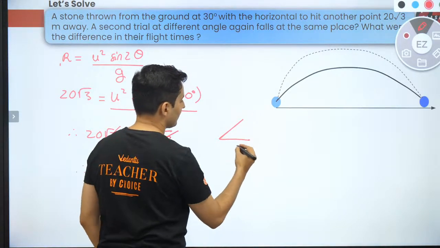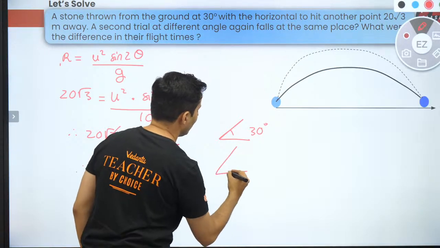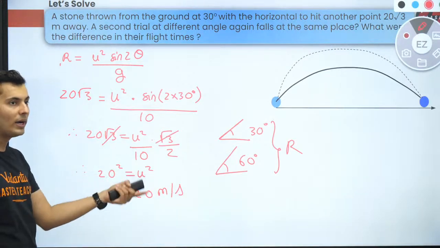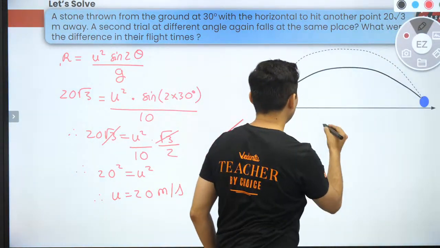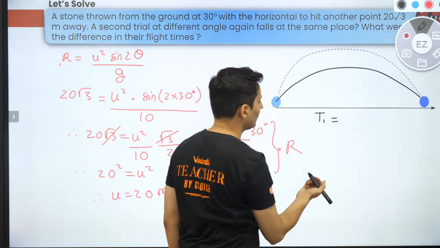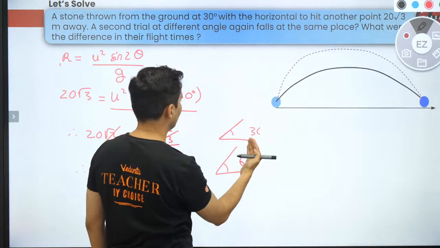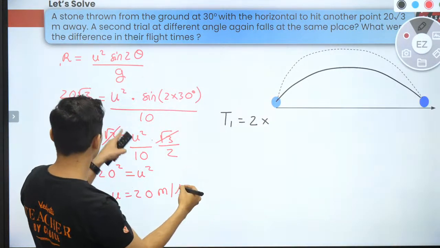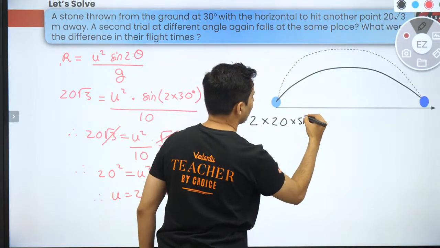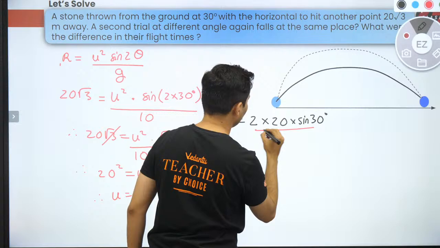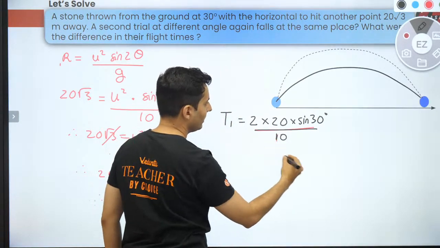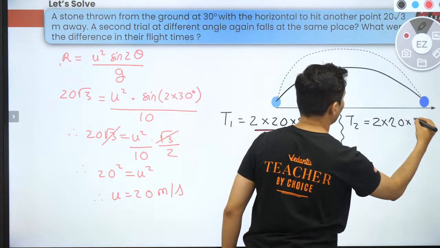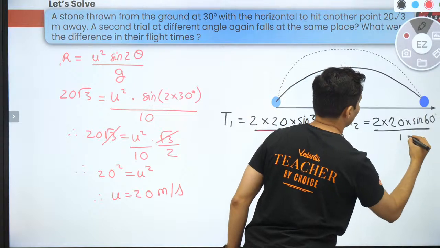And the two angles are, first time it is 30, next time it is 60 degrees, to get the same range. Now, once I know the angles are 30 and 60, what do I do? Think about it. I'll find T1, and I'll also find T2. That's it. So just find T1 and T2, and you'll get the answer. What is T1? T1 is 2U, U is 20, into sine 30 divided by G. G is 10. That's time T1. Similarly, you will get time T2 as 2 into 20 into sine 60 divided by G.